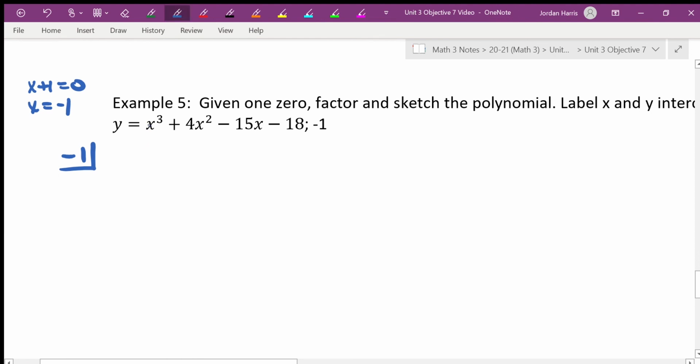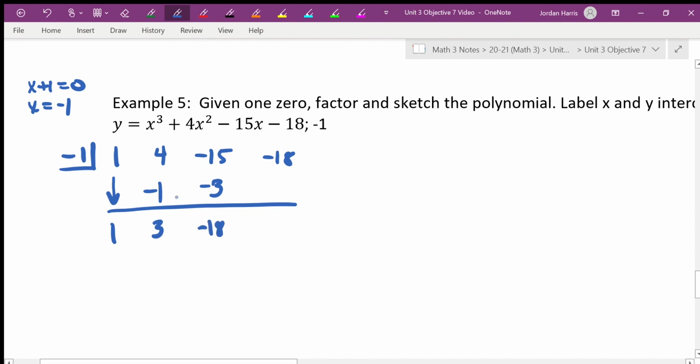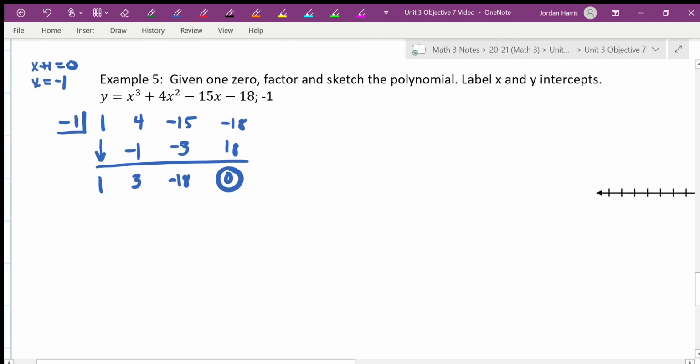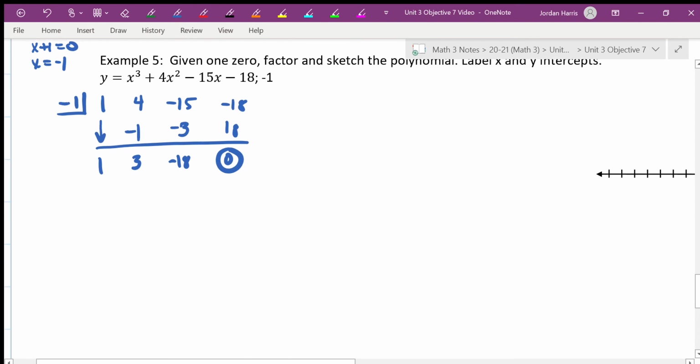Don't forget that. Do we have all the exponents? So I have 3, 2, 1, constant. Yes. So I just have the coefficients. Positive 1, positive 4, negative 15, negative 18. Bring down the first one. Multiply, add, multiply, add, multiply, add. And remainder of 0. That's good. If you're solving a problem like this where it has you sketch, better be a factor, meaning remainder of 0. Okay, so we have taken out the factor of x plus 1.